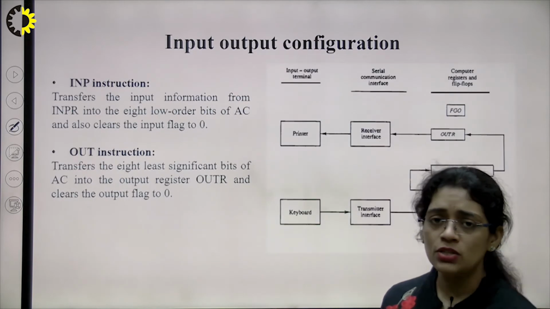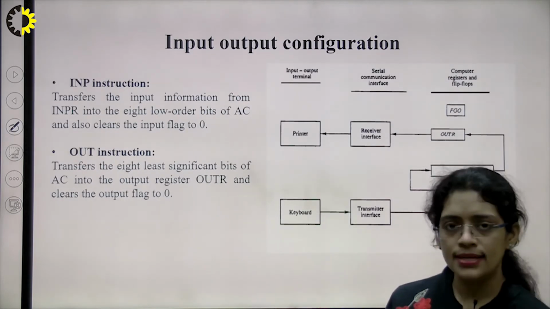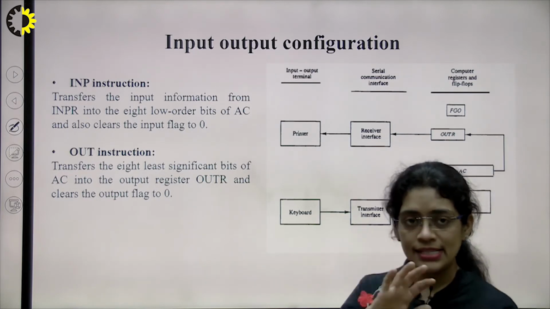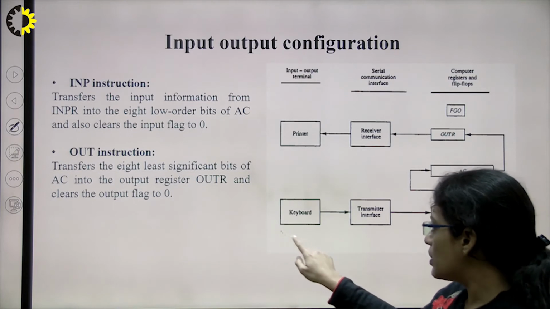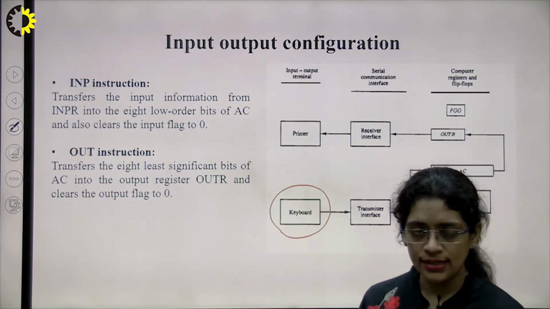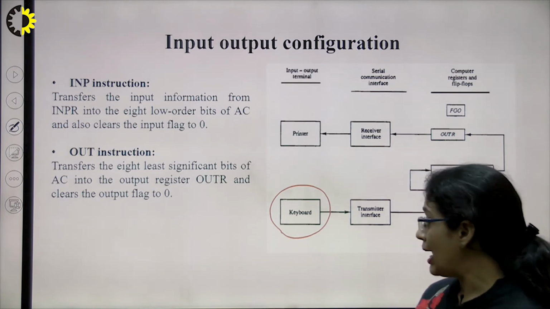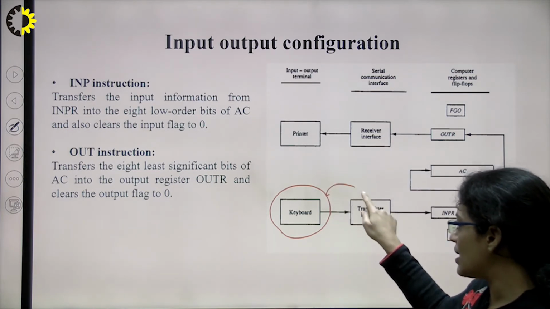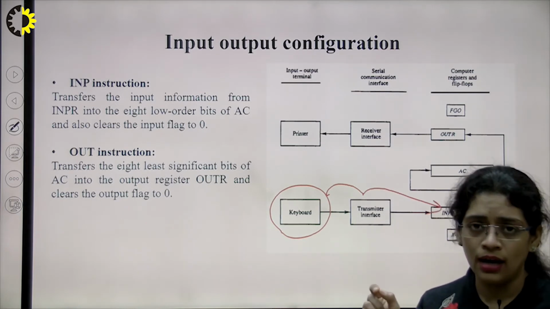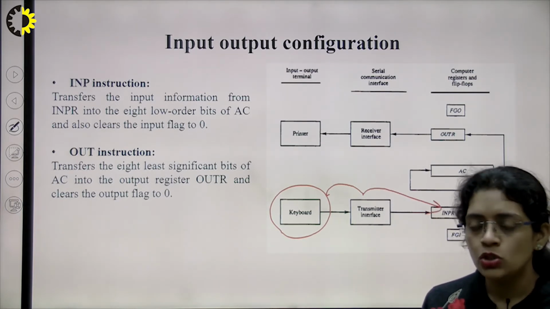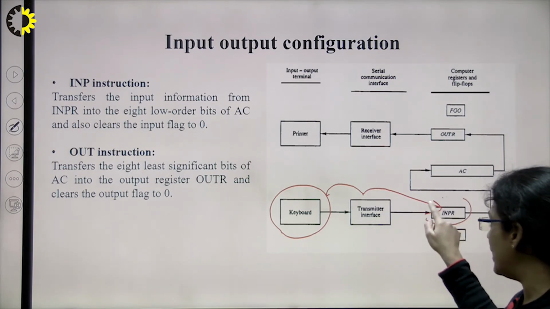So let's see the input output instructions. Before that, let's understand what happens exactly in the input output configuration and how it works. This is the input device, the keyboard. We have entered a key, and through the transmitter interface it is stored in the INPR, the input register. Whatever input we give from any input device will be stored first in INPR.